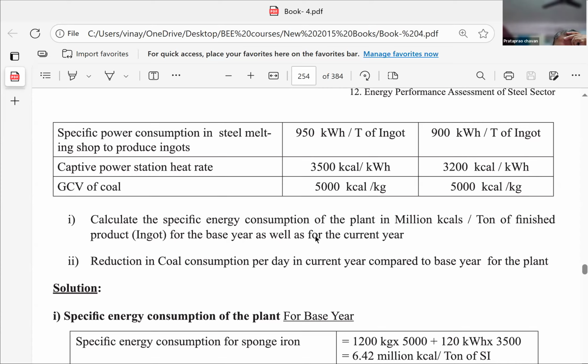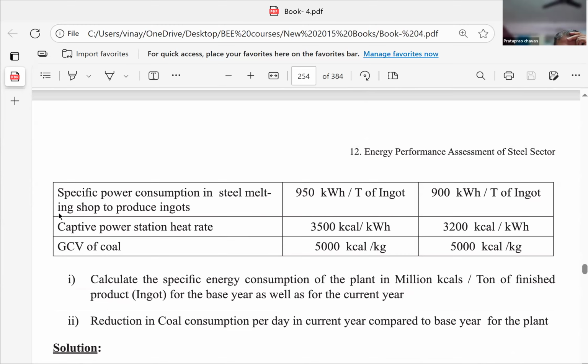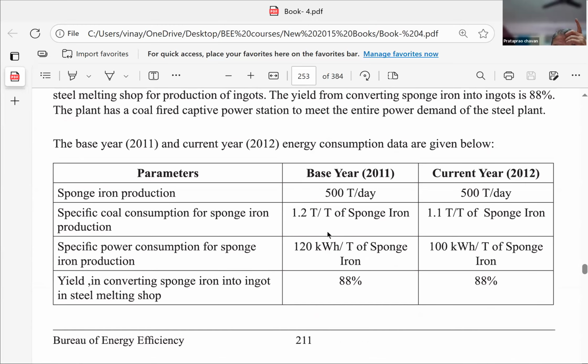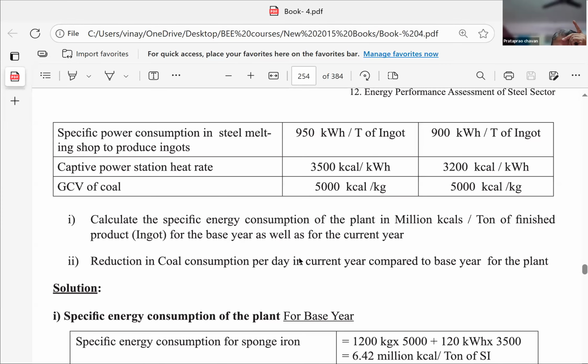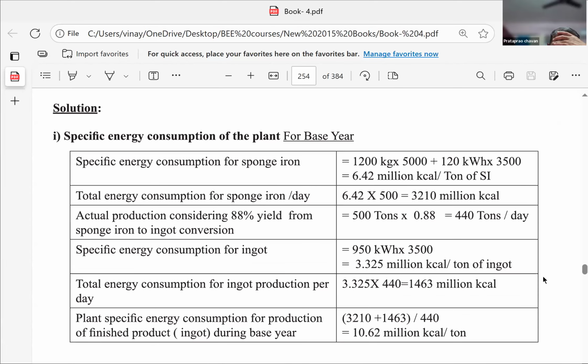Now, specific energy consumption means what? How much energy is required per ton of finished product. You got the difference. Now, here he has given specific consumption for the steel melting shop and the sponge iron shop. Finally, you have taken the ratio. That means you take out a mass energy balance here. Reduction in coal consumption per day in the current year compared to the base year of the plant. These are only very simple calculations if you understand the concept.